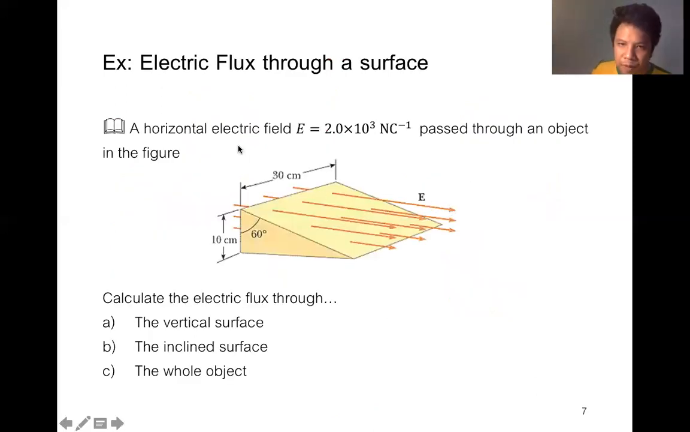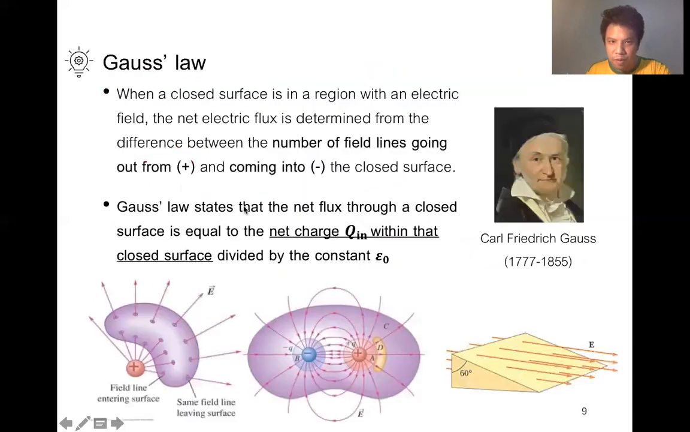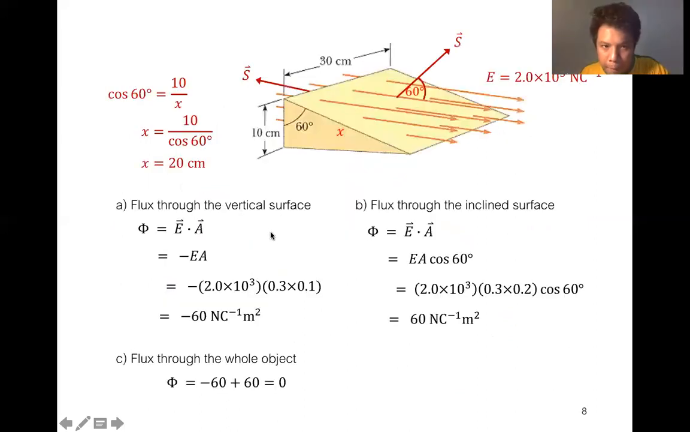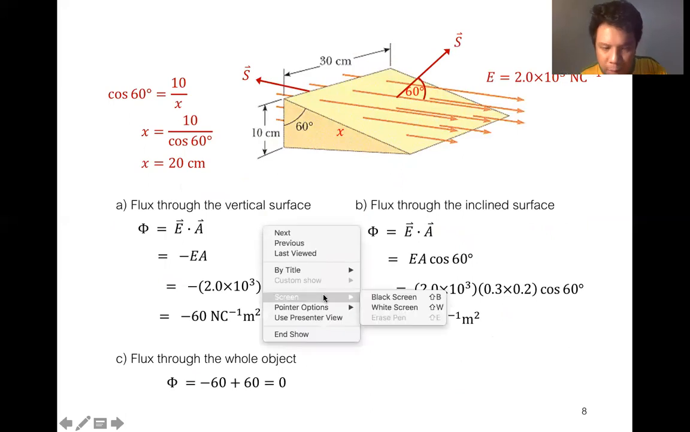We are going to do the examples in the example class, in which I am going to talk about this a little bit. So we have here the shape of a prism.